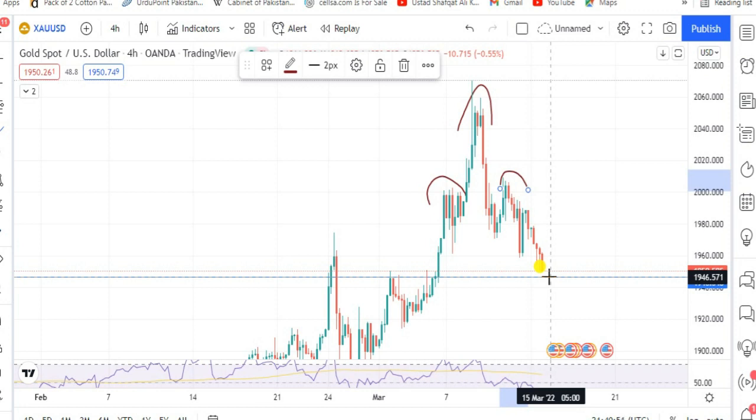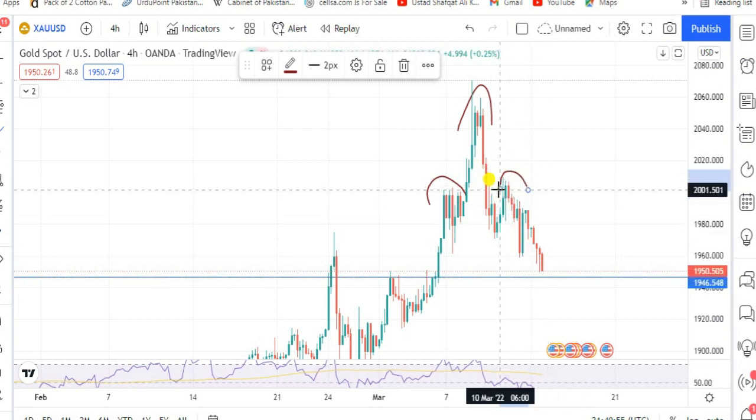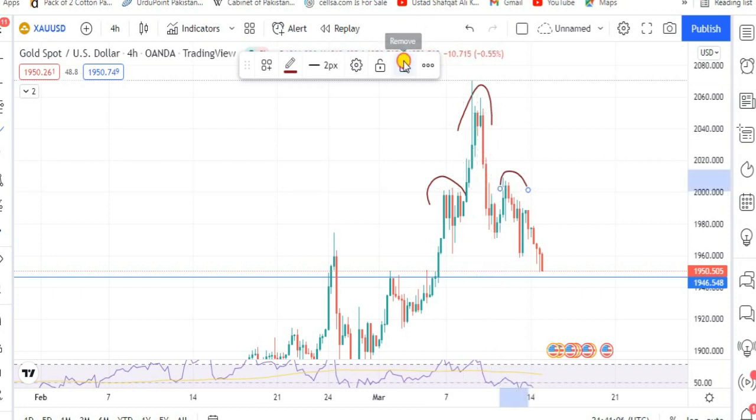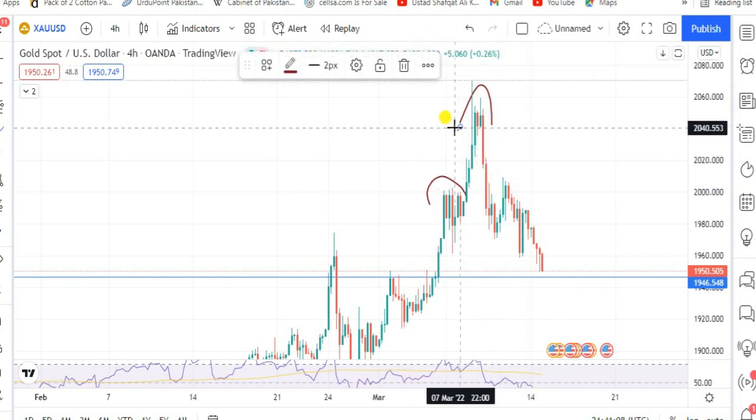This is the range. Again, I'm mentioning it on the daily time frame chart. Right now, if you look at the daily time frame chart, gold falls due to a bearish engulfing candle. And if you look at the 4-hour time frame chart, there's a clear confirmation that the market has given you a head and shoulder pattern. So that's why the market falls.